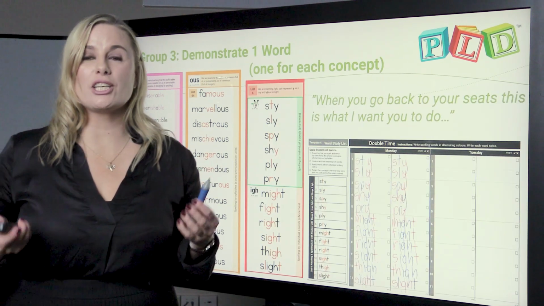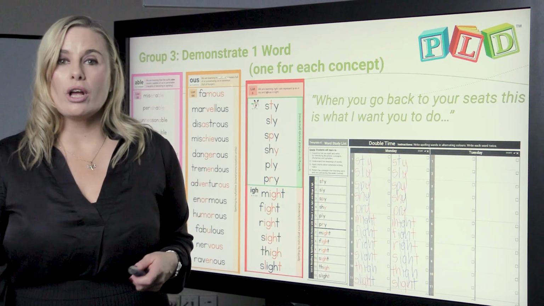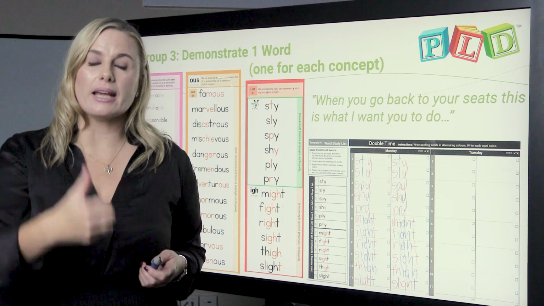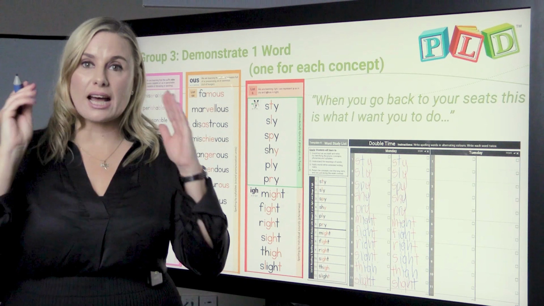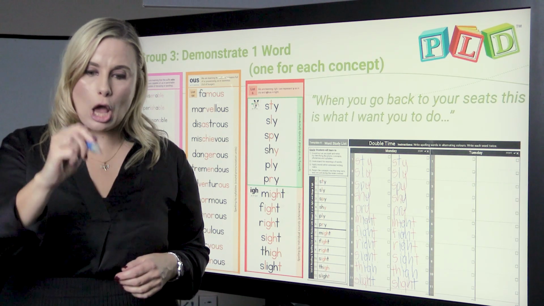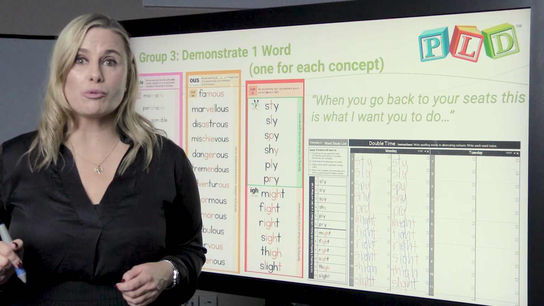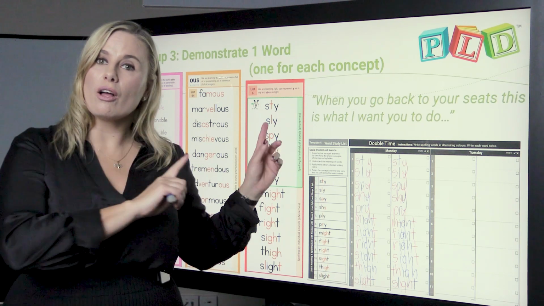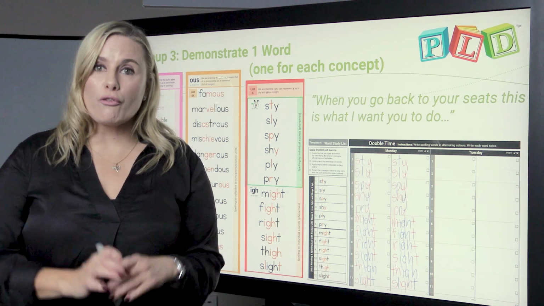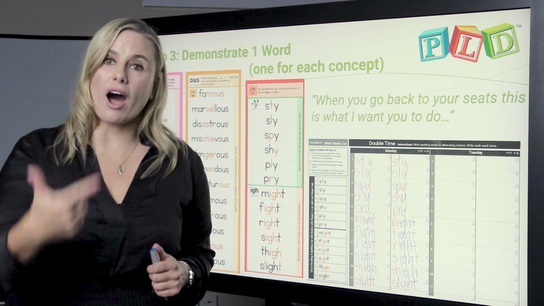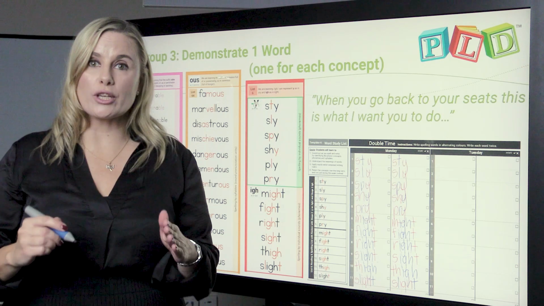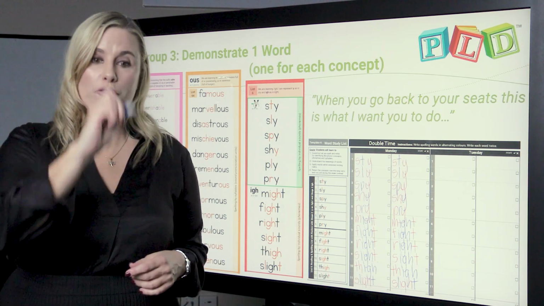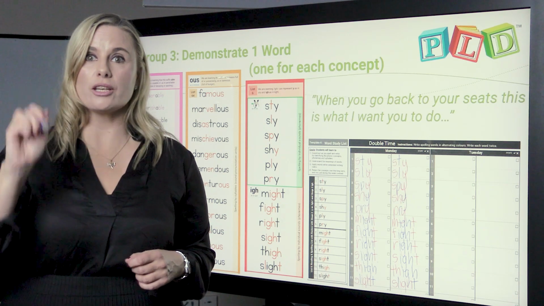Group 3, when you go back to your seats, this is what I want you to do. Let's sound out the word spy. Sound and write spy. Hey, it's double time. Let's have a look at our 3-letter trigraph I. Fight. Go, sound it out. Double time. Good.